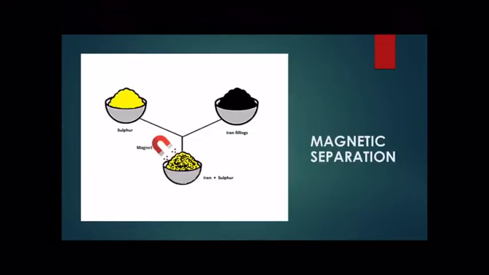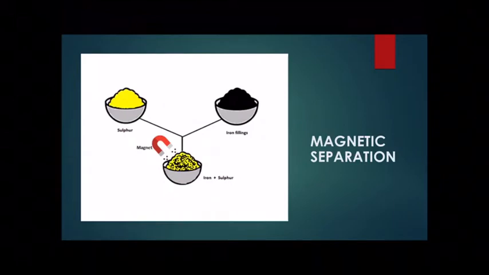Next is magnetic separation. So the picture clearly shows that we have first a bowl of mixture of iron and sulfur. From this mixture of iron and sulfur, a magnet is used to separate the iron from the sulfur, which gets stuck in the magnet. And then you take another bowl and fill it with the iron that got stuck in the magnet, and after repeating this process you finally get a bowl of sulfur that is free from iron. So this is a technique of separating the iron and sulfur by using magnetic separation, because iron is a magnetic substance.